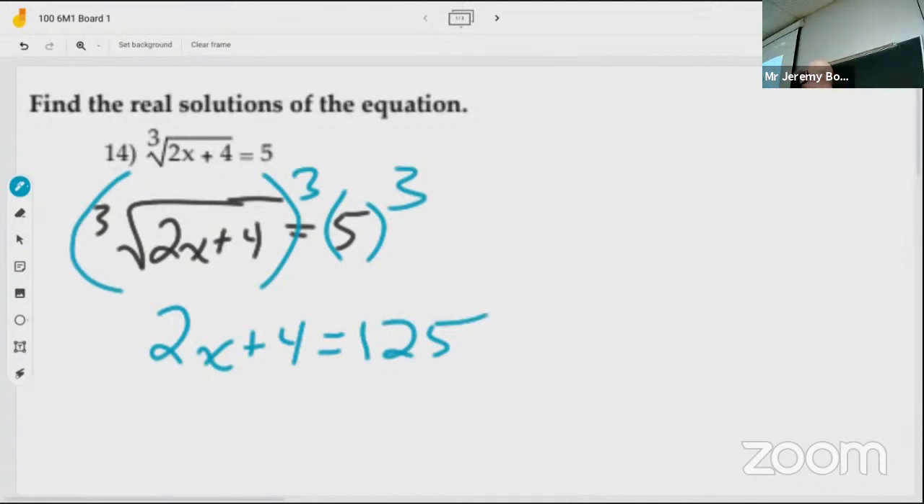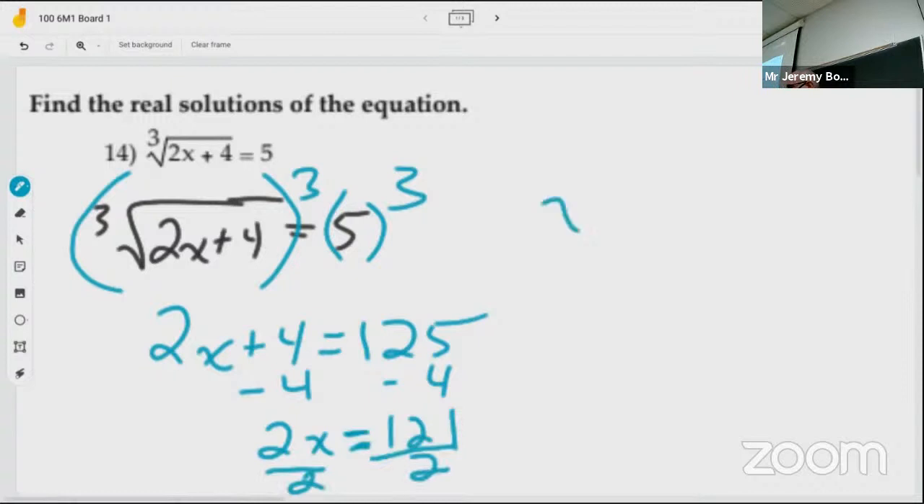And so now we're just left with a linear equation. We're going to subtract 4 from both sides to get 2x is equal to 121. And then we're going to divide by 2 to isolate the x, and we get x is equal to, that's not going to reduce, huh? It's just going to be 121 over 2.